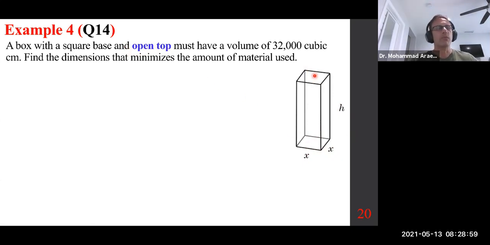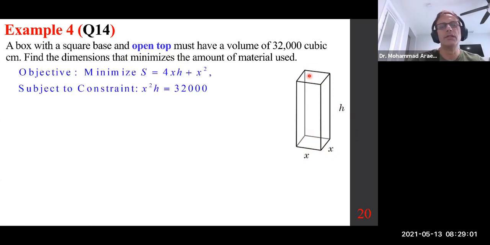So the objective: minimize the surface area, 4xh plus x squared, with the constraint being x squared h, the volume, is 32,000. We solve for h and put it in the surface area, because that's what we want to minimize. That's the objective function, and it has 2 variables, h and x. We're going to get rid of the h.